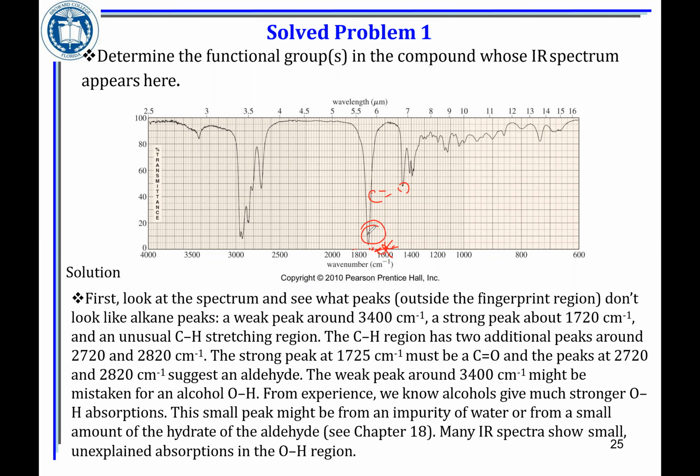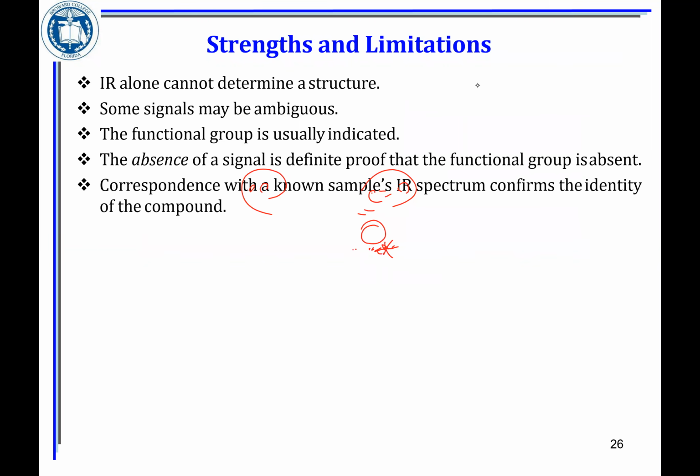So it's not a carboxylic acid, right? Why is it not a carboxylic acid? Because I don't see a broad peak here. But I see peaks at 2700 and 2800, and then I have the CO. Most likely this compound is an aldehyde. So you're looking for the presence or absence of evidence for one type of functional group.